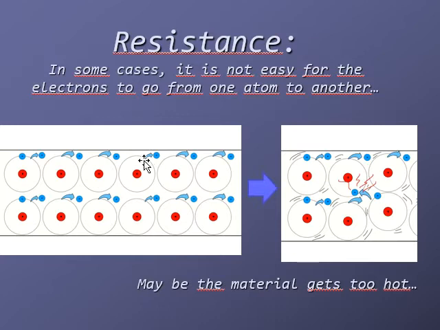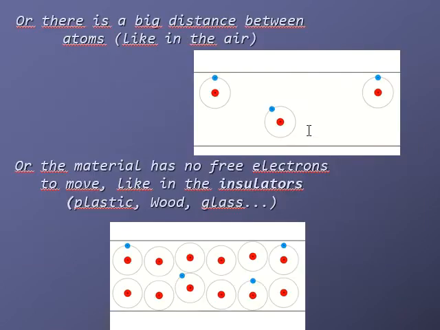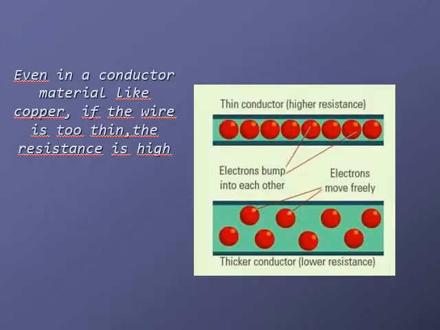You know that sometimes the electrons are not able to jump easily from one atom to another, maybe because the material is hot, or maybe because we have air and the atoms are very far away from each other, or maybe because we have a material like plastic, wood, or glass in which they have no available electrons to jump from one atom to another. Or even maybe we have a good conductor like a wire made of copper, but maybe it's very thin, and the electrons have no space to go through it. So we have a high resistance. So this is the resistance.